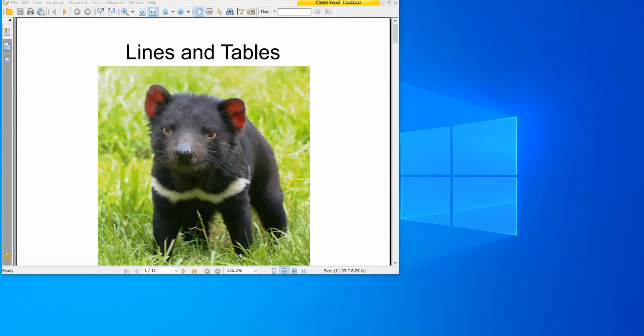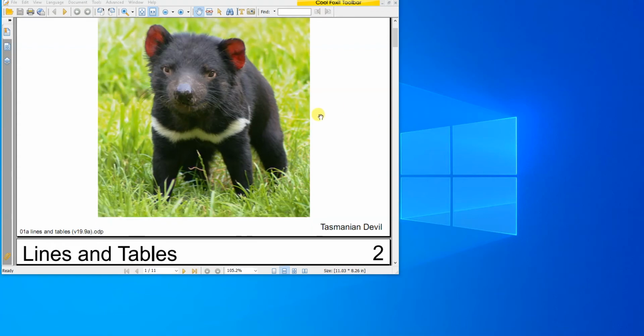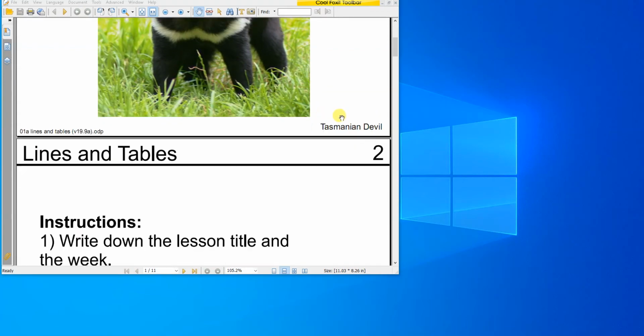We're actually starting the unit on lines, and we'll start with lines and tables today. And what animal is that? That is a Tasmanian devil.